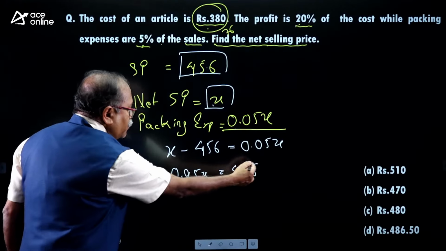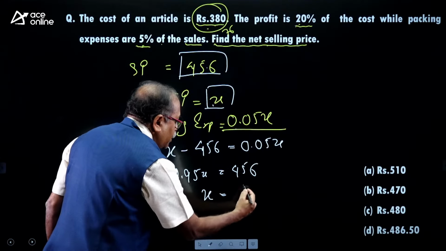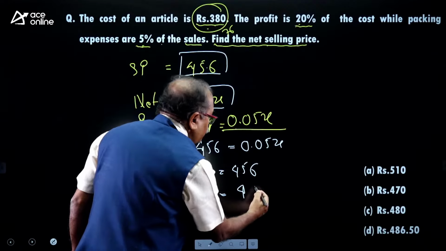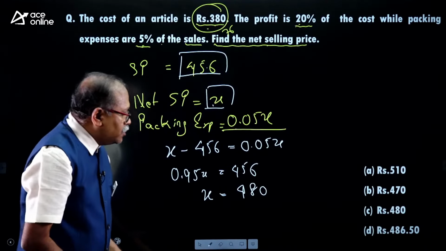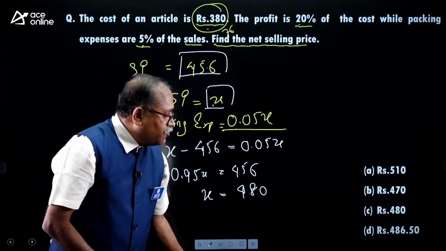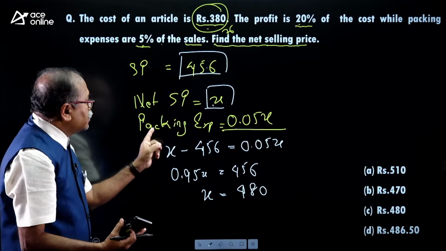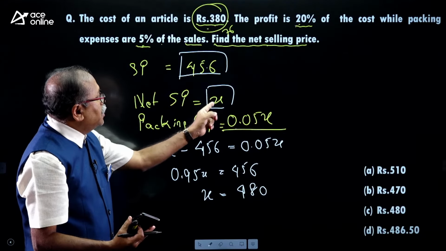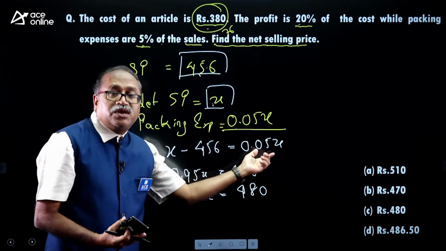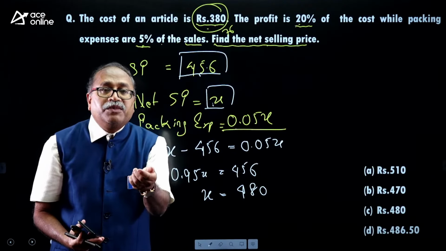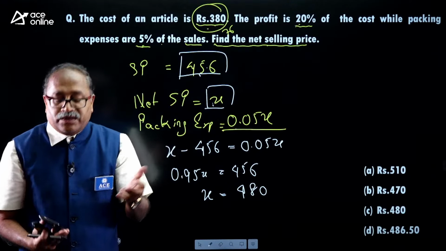And when you cancel the two zeros, what are you getting? x is equal to 480 over here, my dear friends. Not 486.5. So this is an important one: x minus 456 is equal to 0.05x. If you are understanding this line, the rest is clear.